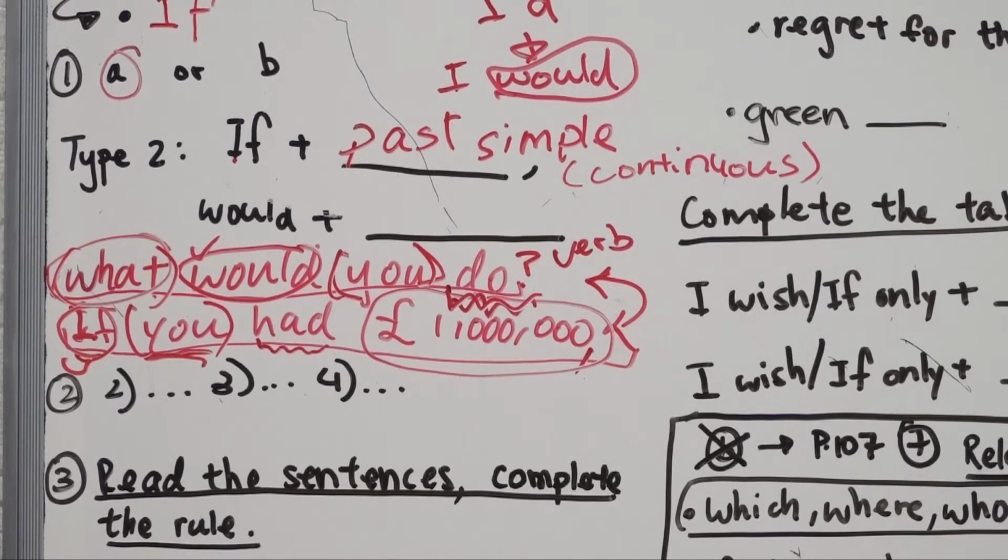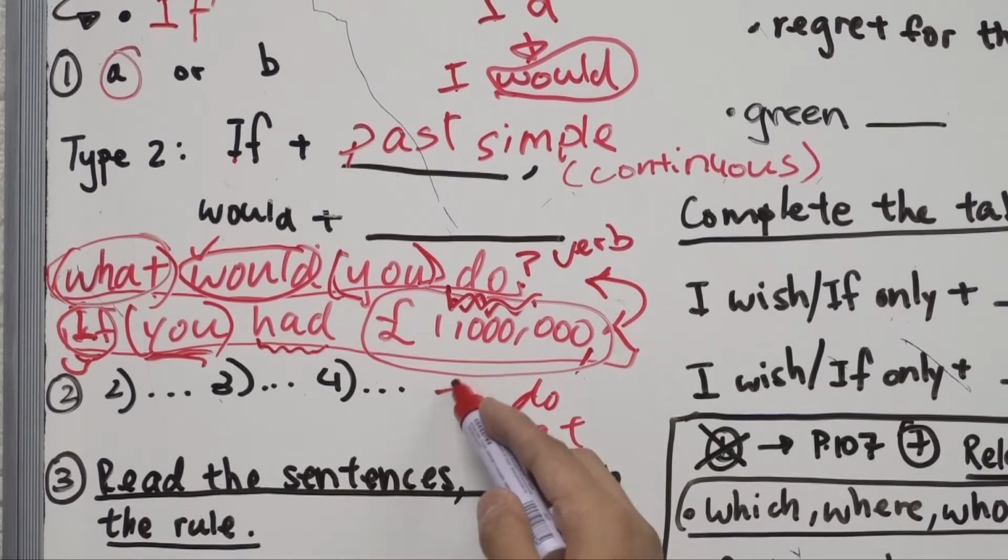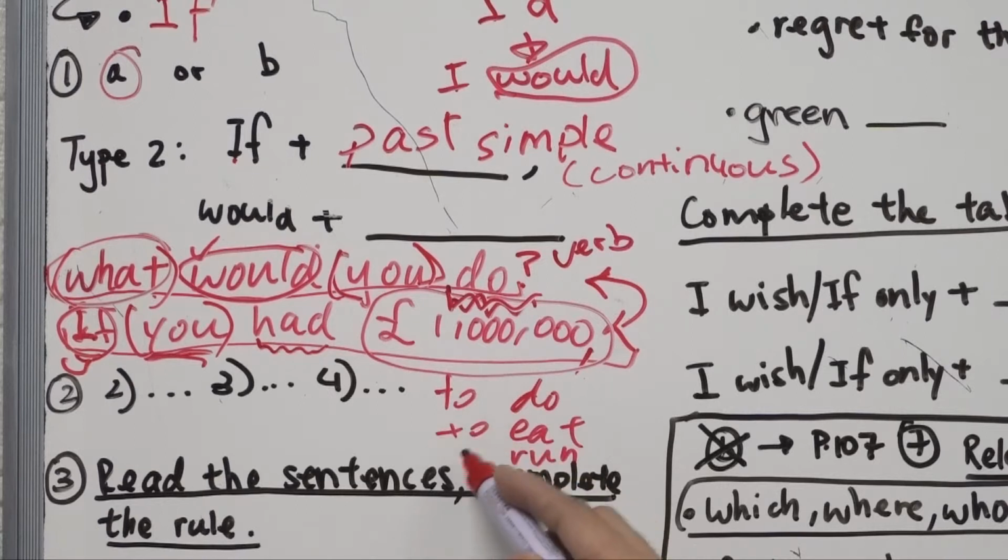Remember, we have different types of verbs. Verbs are do, eat, run. But we also have to do, to eat, to run. What do we call these kinds of verbs when they have to in front? To do, to eat, to run. We call these to infinitives.